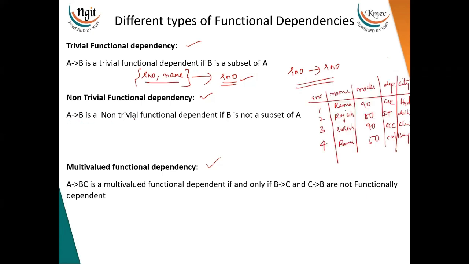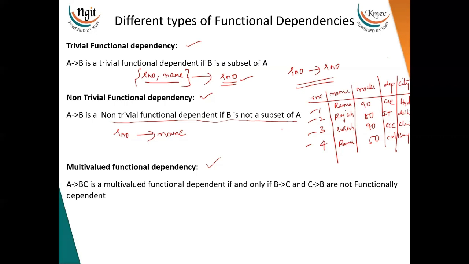A tends to B is a non-trivial functional dependency if B is not a subset of A. Now let us consider this example relation and find out what is non-trivial functional dependency. Here I am going to take roll number column tends to name and check whether this is non-trivial functional dependent or not. Here we can say that these two attributes are non-trivial functional dependent because all the values for the roll number column are unique. So we need not find whether they are functionally dependent or not.